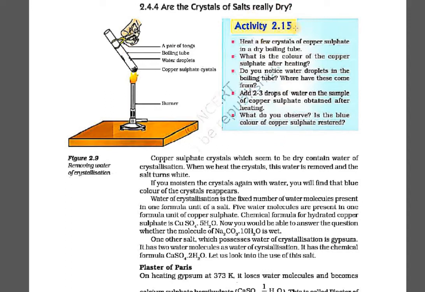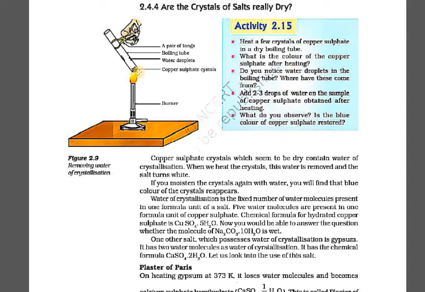The activity 2.15 is related to this. This is the same diagram that I have shown you previously. If you take some copper sulfate crystals in a boiling tube, just remember that you cannot use a simple test tube here because you are providing direct heat. A boiling tube has more resistance and better quality glass.